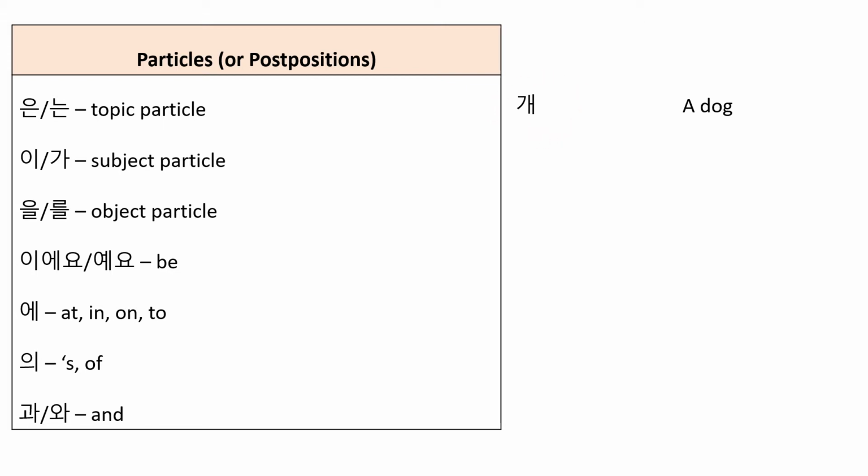If the 개 should be the topic of the sentence, use a topic particle 는. After a consonant, use 은. For example, 곰, a bear, ends with a consonant 미음. So, after a consonant ending word like this, use 은. 곰은.